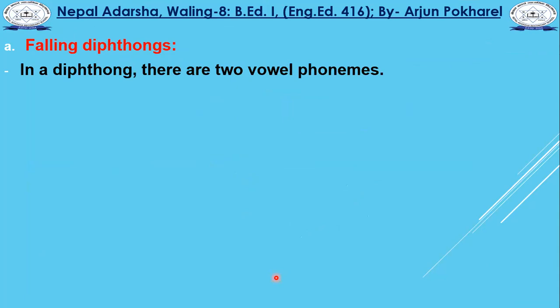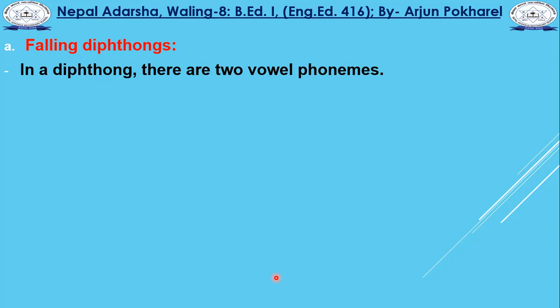In a diphthong, there are two vowel points, as I have told you frequently. There are not two vowels. The vowel is only one, but the phonemes are two. In a diphthong, there are two vowel phonemes, the symbols are only two, but the vowel is one. They are single vowels. The vowel phonemes are double, but the sound is one.